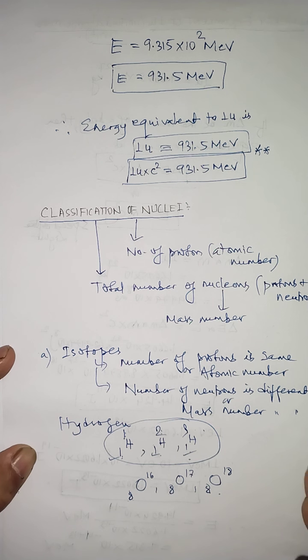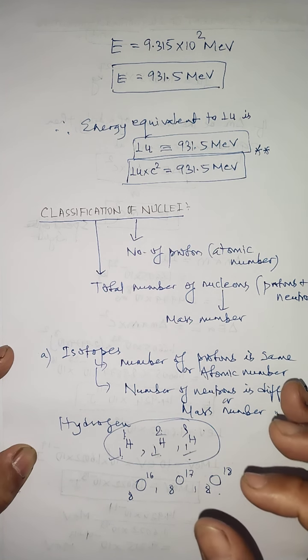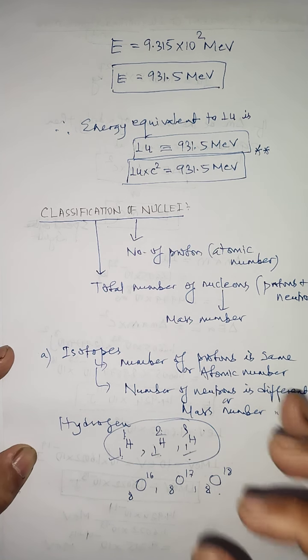So in this way, if we go on observing, other elements also have isotopes. Some elements have 2 isotopes, some have 3 isotopes, some even 6 isotopes, like krypton. Krypton is one of the elements which has 6 isotopes. Like tin, one of the metals which has 10 isotopes. So in this way, the isotopes of elements are different.